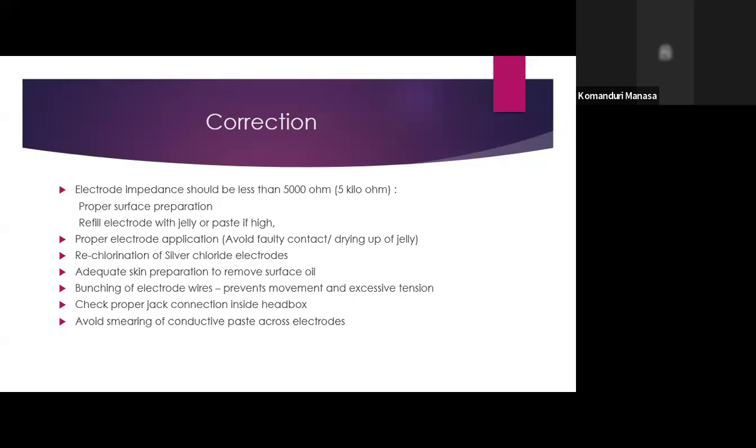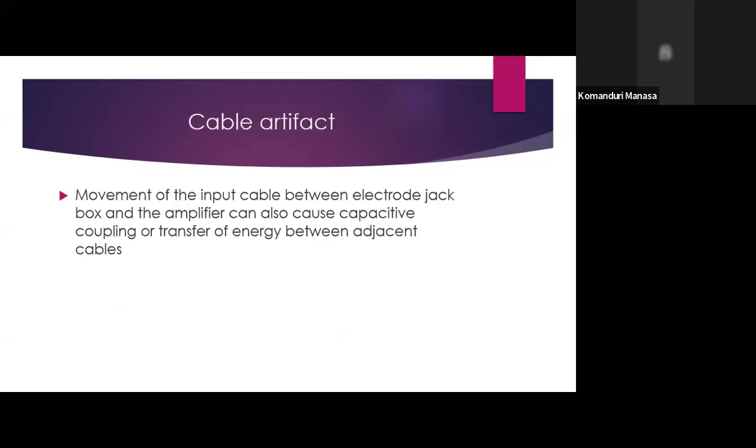And rechlorination of the silver chloride electrodes, adequate skin preparation that removes surface oils, and bunching of the electrode wires behind the head will prevent excessive movement in the lead wires and excessive tension in them, which might affect the impedance. So check proper jack connection inside the head box and avoid smearing of the conductive paste. All this has to be taken care of to avoid the electrode artifacts.